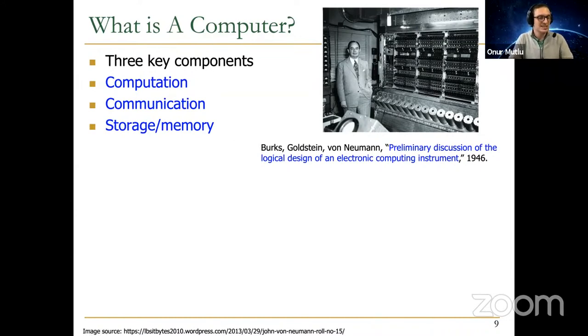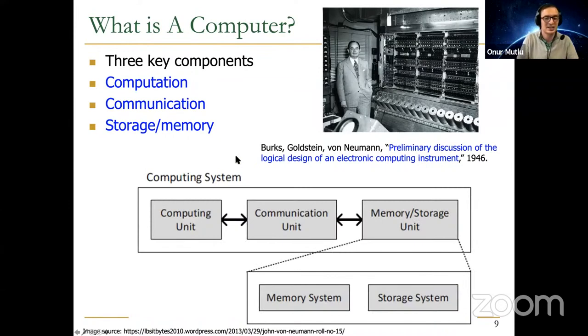But of course, you can mix these things. If you look at the computation units, for example, they consist of communication units as well as storage. And if you look at the memory units, they also internally consist of both computation and communication, although computation is little, as we've discussed earlier. So this is a high-level view of the computing system. You have the computing unit, communication unit, and memory and storage unit. And internally, the memory system can be divided into memory and storage separately, depending on what kind of system you have. But this is very high level, as you can see.